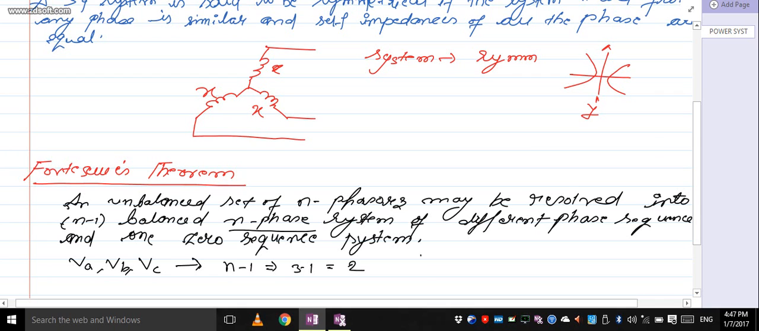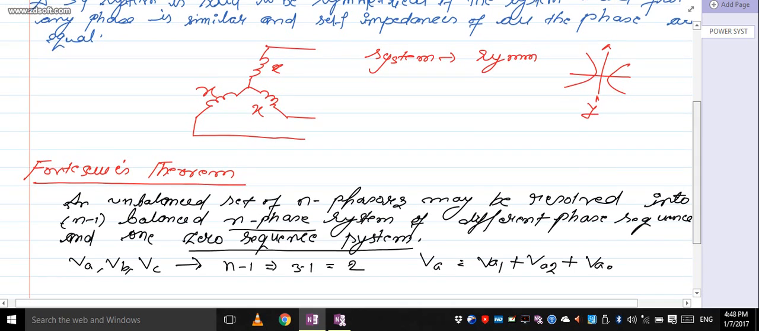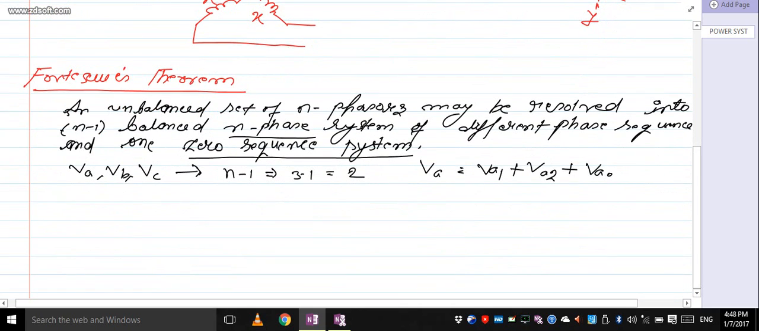So VA can be resolved into VA1 plus VA2 plus one zero sequence. Here we have mentioned plus one zero sequence system, that is VA0. Similarly B can be resolved and similarly C can be resolved.